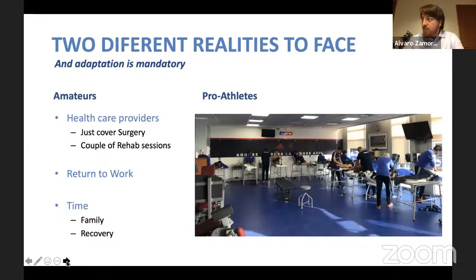That is my professional soccer team, and we have 1, 2, 3, 4 physiotherapists, 1 masotherapist, and all of the infrastructure for them to recover.